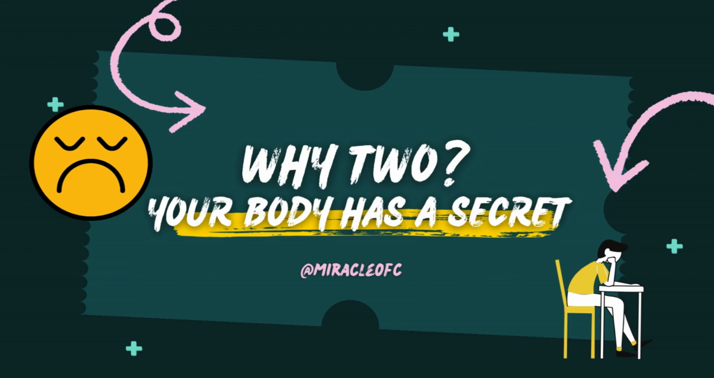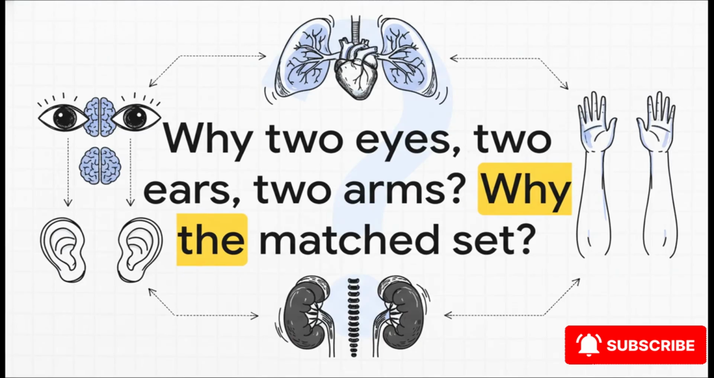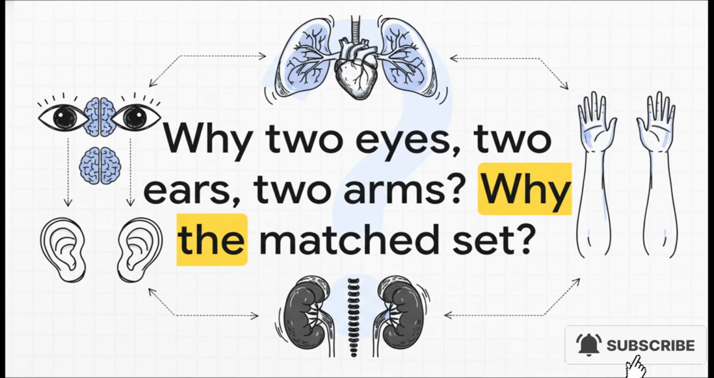Let's kick things off with a question that's so fundamental, so obvious, most of us never even think to ask it. Why do we have two of so many things? I'm serious. Have you ever just stopped, looked in the mirror, and had that thought? Two eyes, two ears, two arms, two legs.